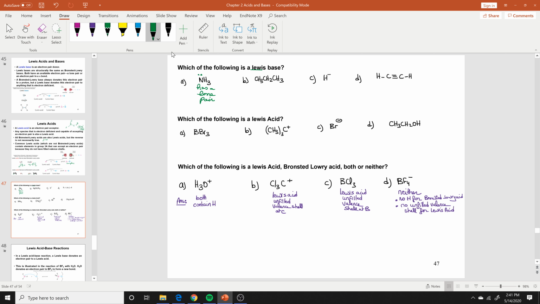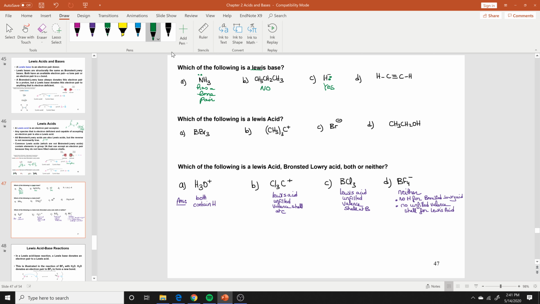What about this alkane over here? No, it has no lone pairs. It has no lone pairs in there, I'm sorry, or no pi bonds. So it is not a Lewis base. What about this hydrogen in here, this hydride? It has a negative charge in there. It does have a lone pair. So yes, this is a Lewis base.